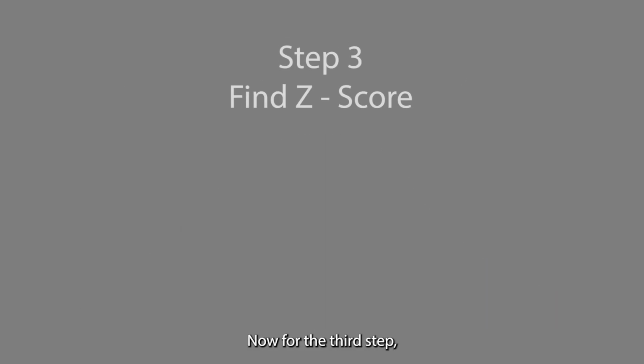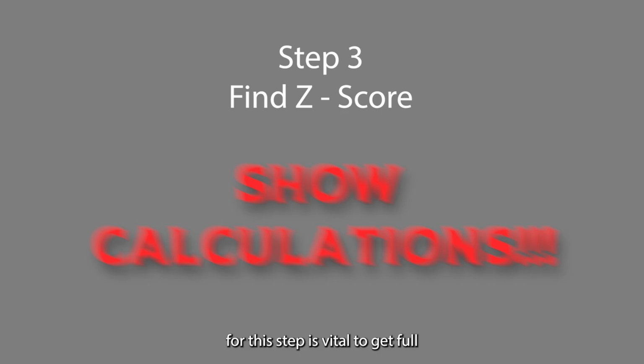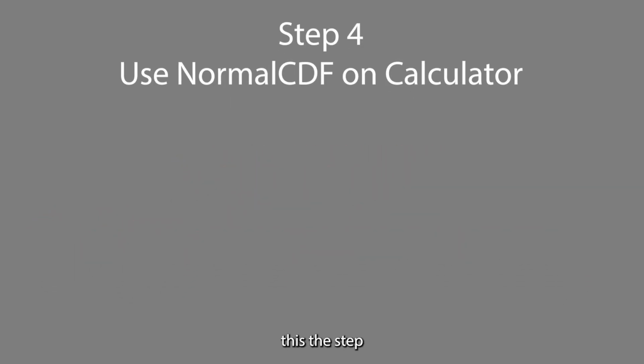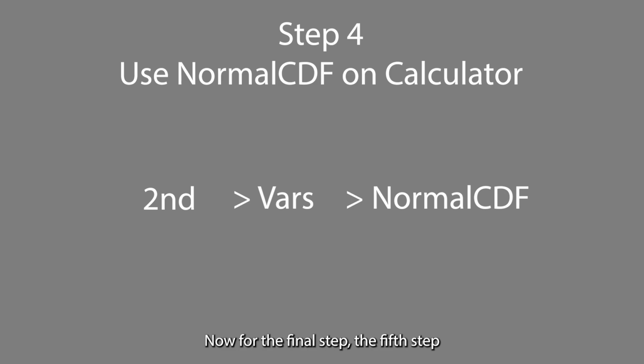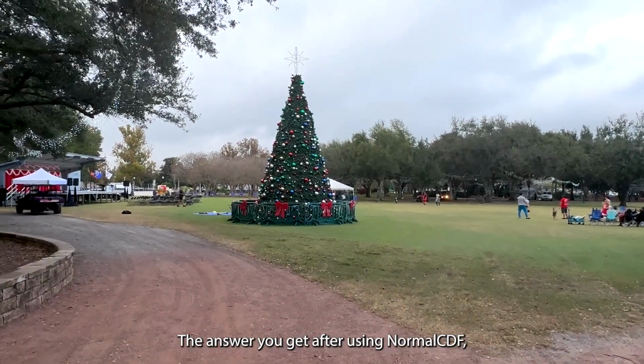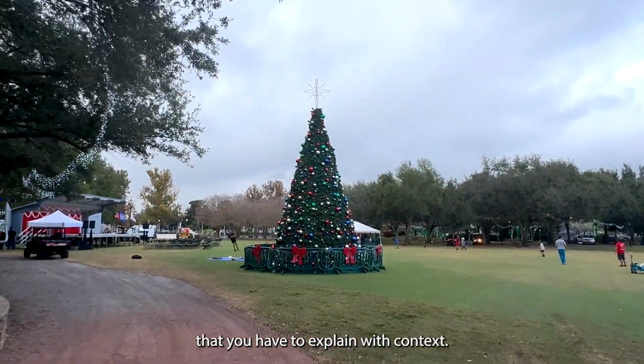Now for the third step, finding the z-score. Showing calculations for this step is vital to get full credit on tests. More on that later. Fourth step. This is the step we gotta pull out our calculators. Once we find the z-score, we need to input it into NormalCDF. To get to NormalCDF on the calculator, click second, vars, and lastly NormalCDF. Now for the final step, the fifth step. Answer with context. The answer you get after using NormalCDF is the answer that you have to explain with context.